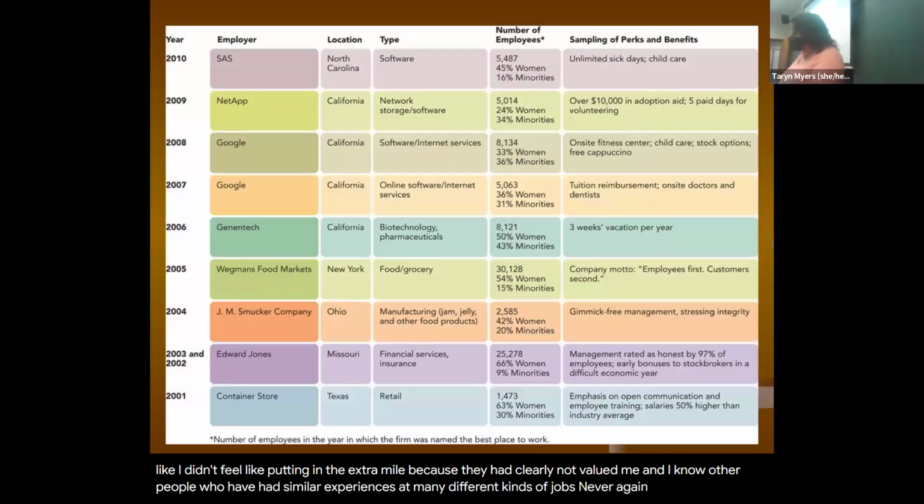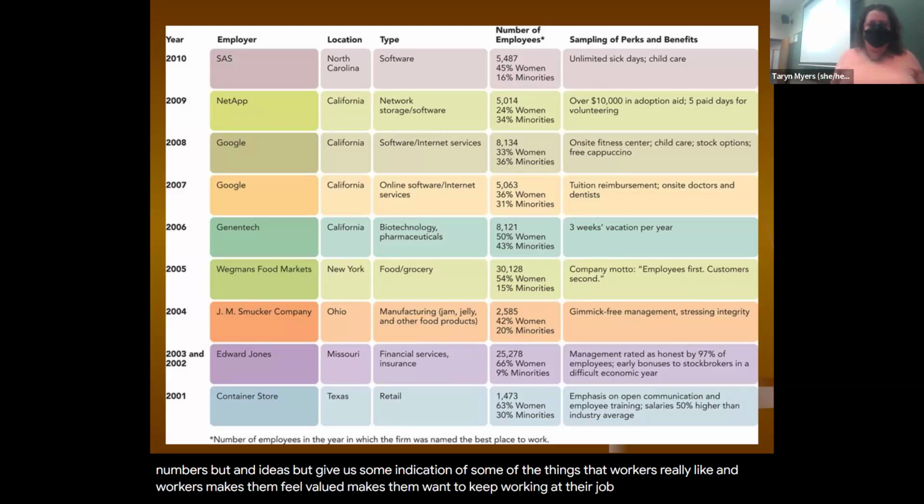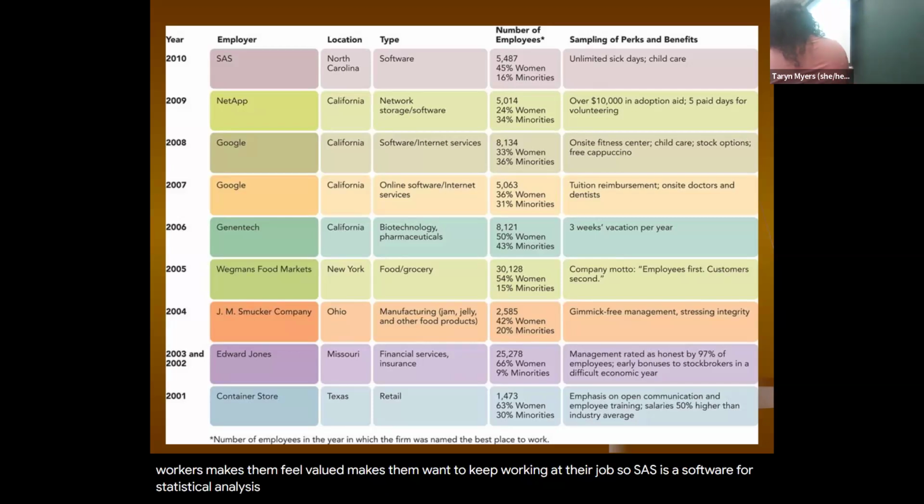These are, again, a little bit outdated numbers and ideas, but they give us some indication of some of the things that workers really like, that make workers feel valued, and make them want to keep working at their job. So SAS is a software for statistical analysis, and they have over 5,000 employees. They have unlimited sick days. They provide childcare on their campus, and they have 45% female employees in a tech field. That's pretty unusual. And then 16% minorities.